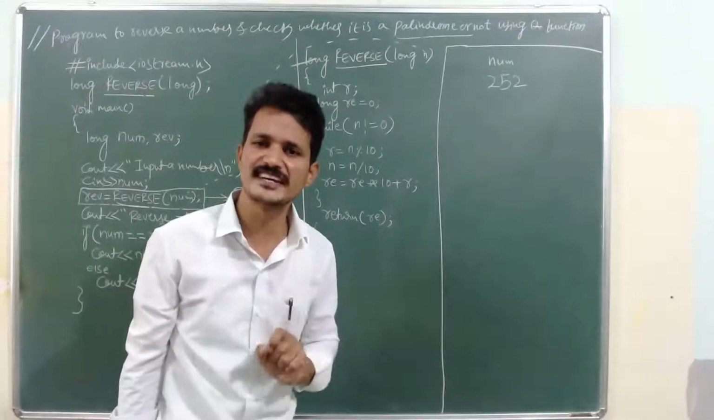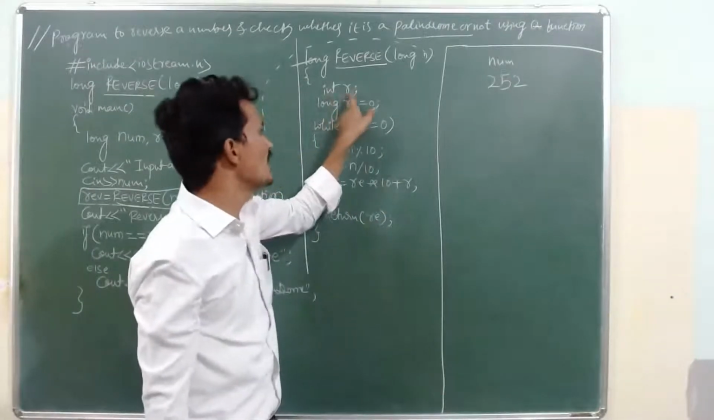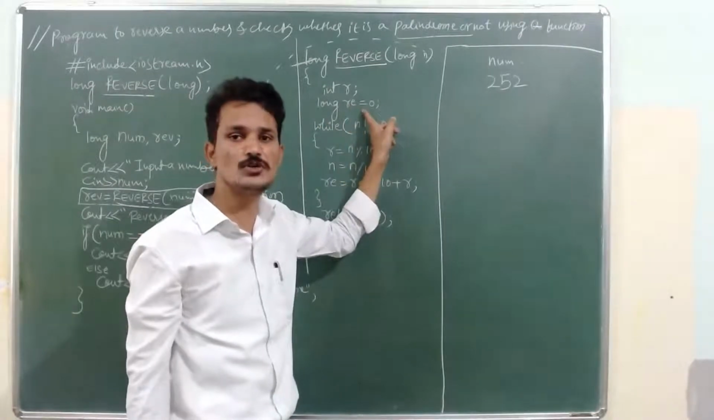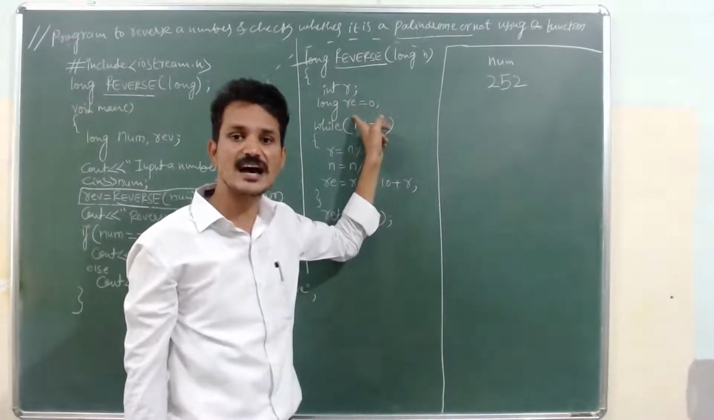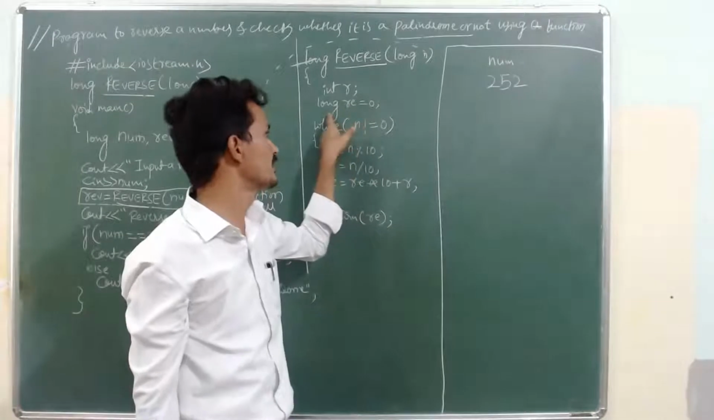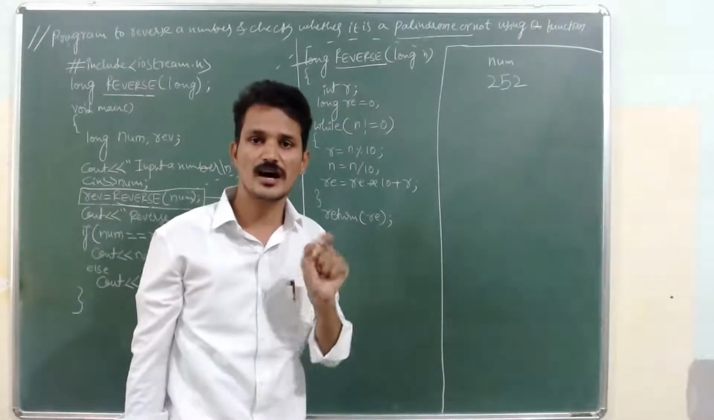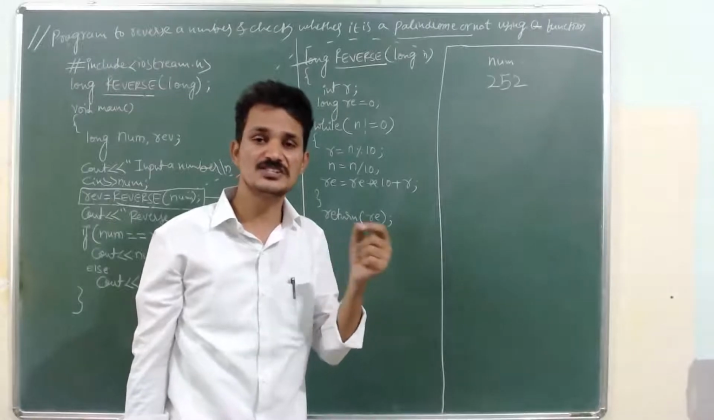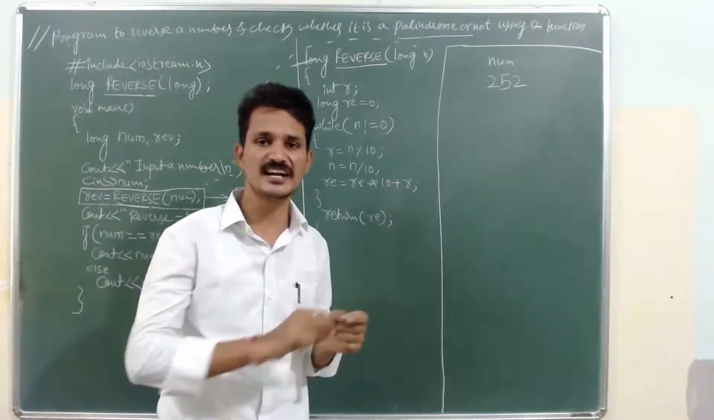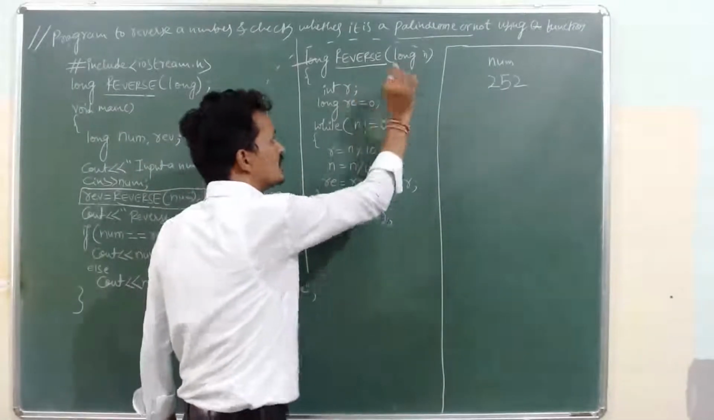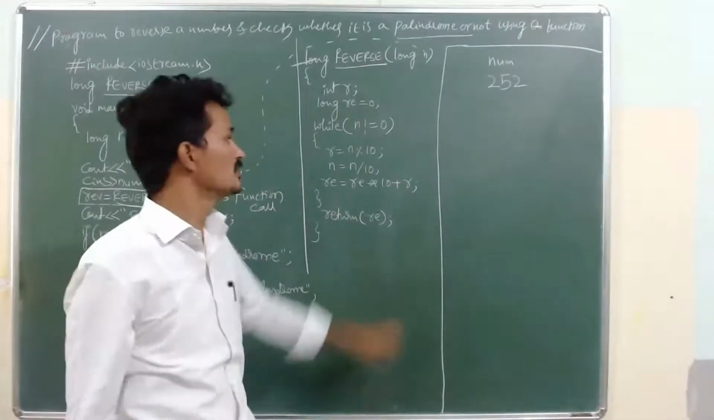Int r, long re. I took re to stand for reverse; as a shortcut I took re. Int r ends with a semicolon. Long re is equal to 0. Re is another variable of type long that is initialized as 0. Okay. R is declared, and re is also declared and initialized as 0.